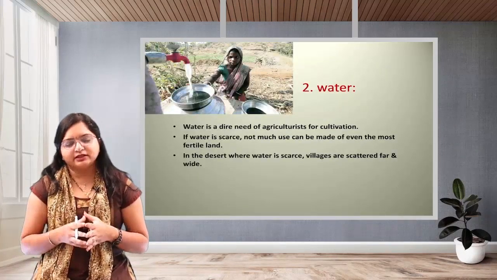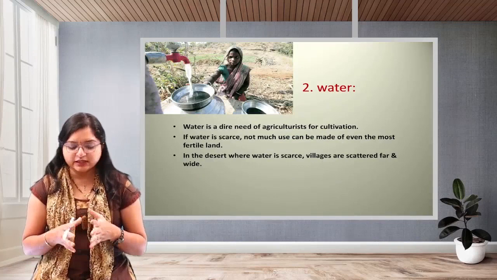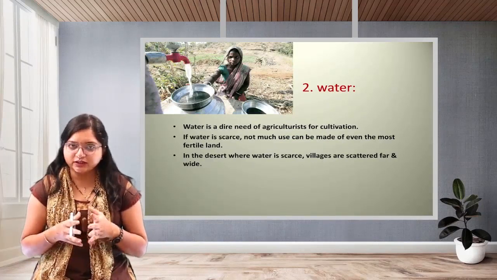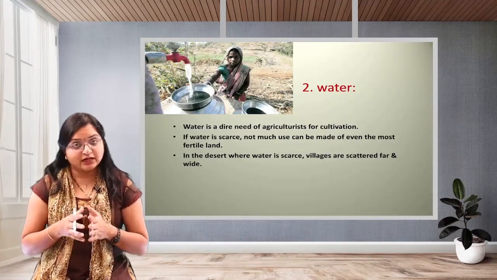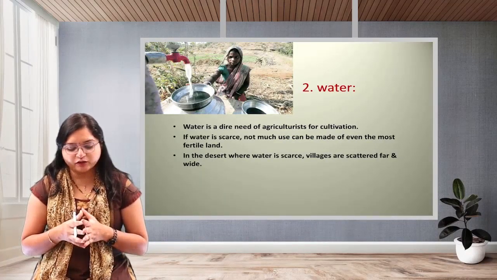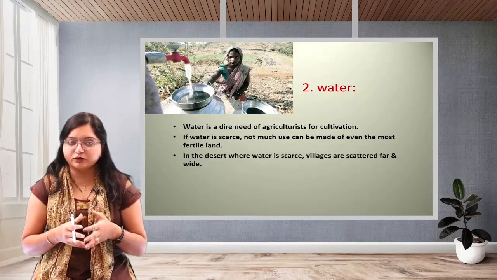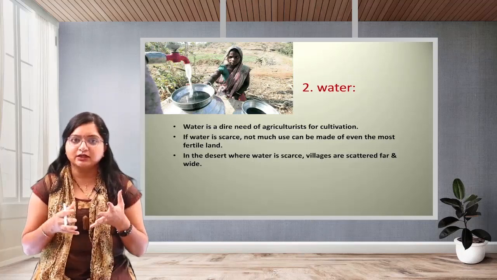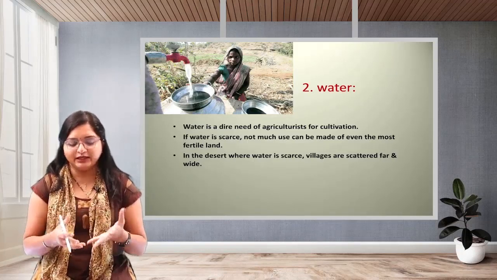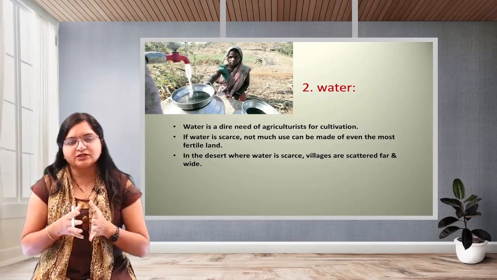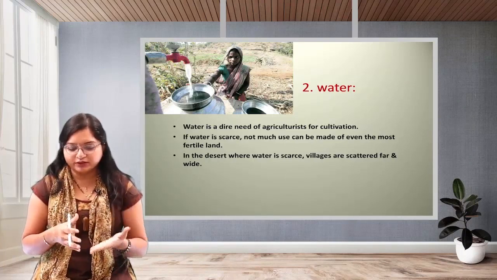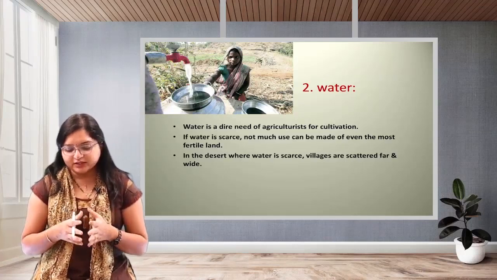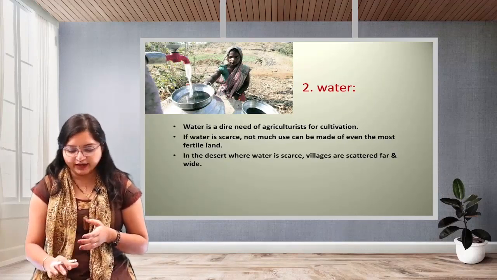Then the second factor is water. Water is very important. It is a dire need of agriculturists for cultivation of food. If water is scarce, not much use can be made of even the most fertile land. Water is very important for all beings, but agriculture especially depends on it. In the desert where water is scarce, villages are scattered far and wide.